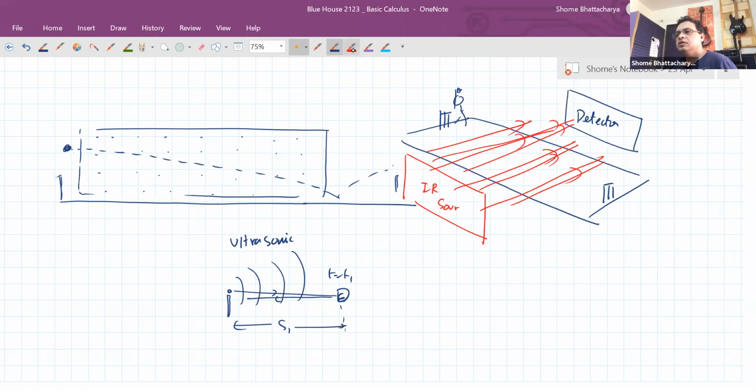You understanding? Then next moment, the vehicle has come here. So let's say the time is now t1 plus delta t.